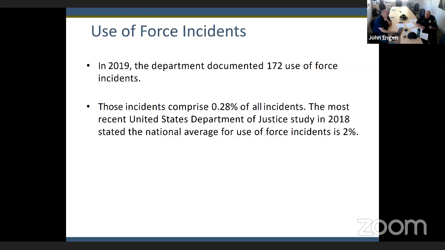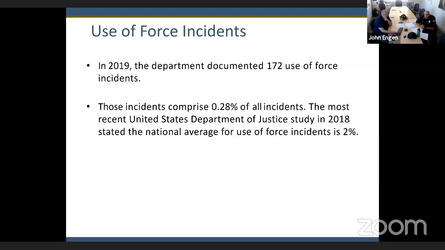tasers, OC spray. And because we want to be 100% transparent, the department also captures data when officers display the use of a firearm or display their taser and use verbal commands to get the person to voluntarily comply. So some departments don't categorize that as use of force. We do, because we want to capture that information as a sense of transparency to the community. So those 172 incidents encompass all of that range of our use of force continuum.